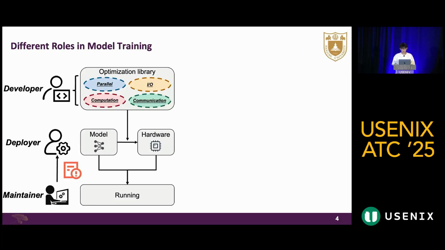As we all know, modern model training is incredibly complex. It involves a diverse ecosystem of hardware, models, software stacks, and various optimization libraries. Different roles are involved in this complex process, including developers, deployers, and maintainers, and they each have different goals.